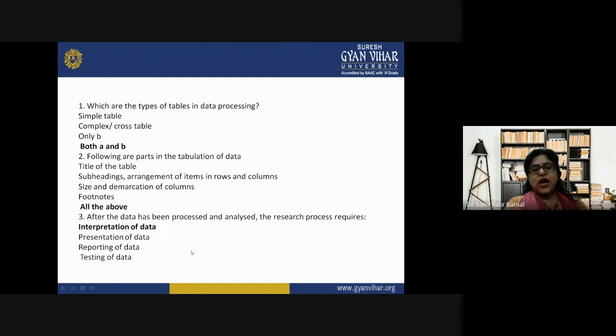Now, third question is about after the data has been processed and analyzed, the research process requires, yes, we have discussed it very well, interpretation of data, presentation of data, reporting of data, and testing of data. So I again repeat, students, that testing, reporting, and presentation, these parts are done beforehand, before processing and analyzing of data. But the correct answer is interpretation of data, that is done after processing and analyzing of data.